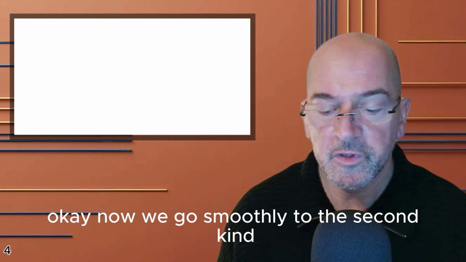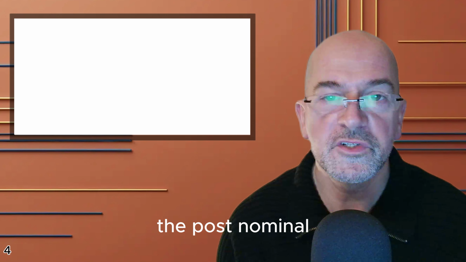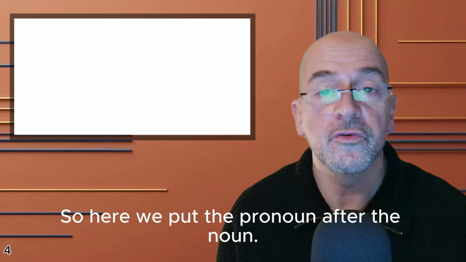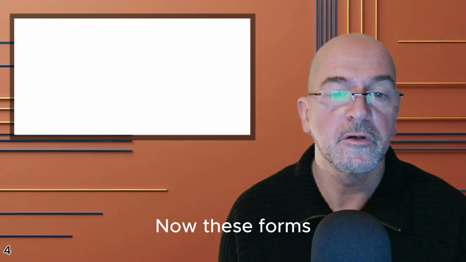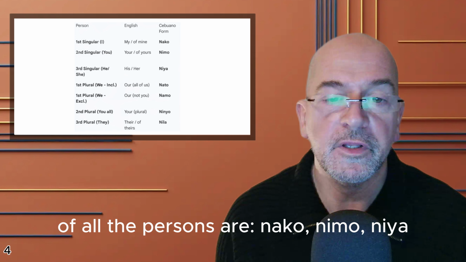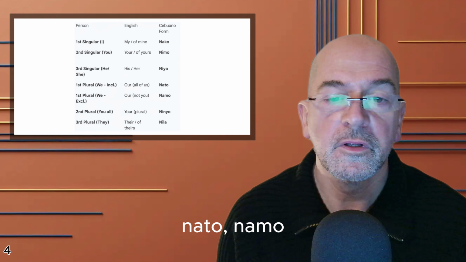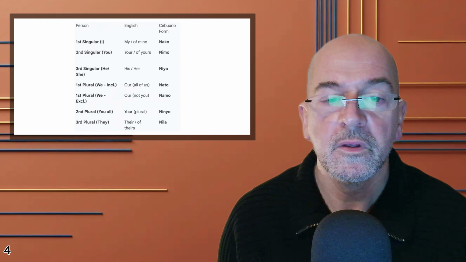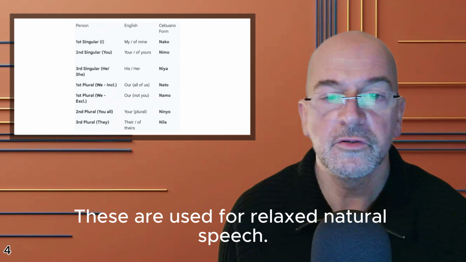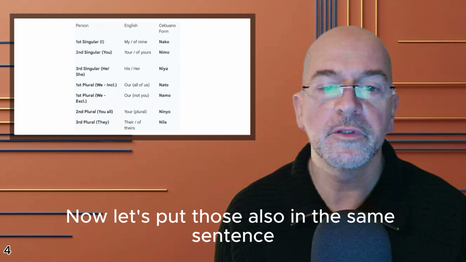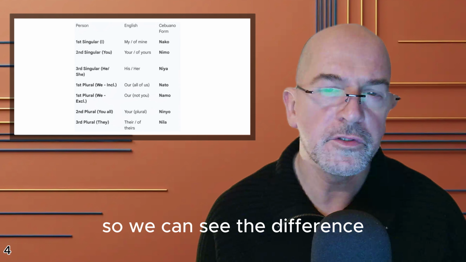Okay, now we go smoothly to the second kind, the post-nominal. So here we put the pronoun after the noun. Now these forms of all the persons are nako, nimo, niya, nato, namo, ninyo, and nila. These are used for relaxed, natural speech. Now let's put those also in the same sentence so we can see the difference.